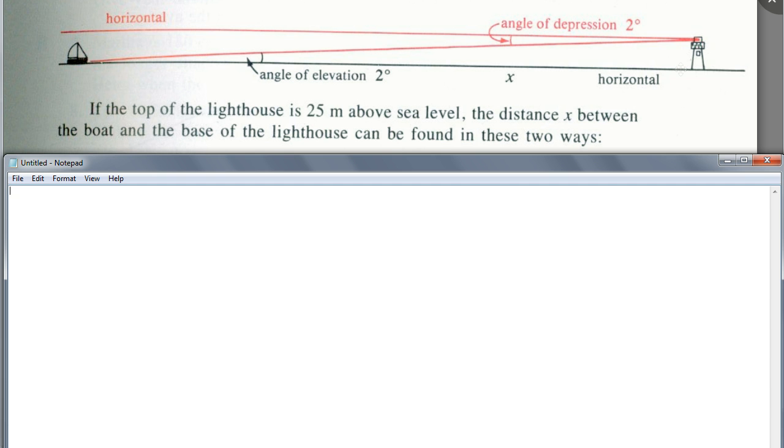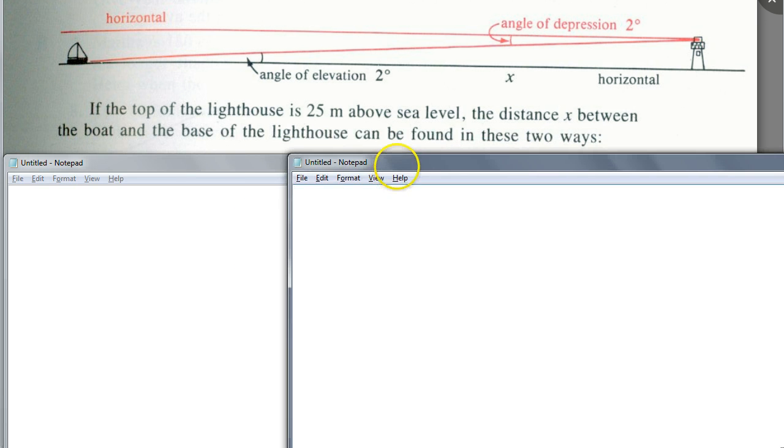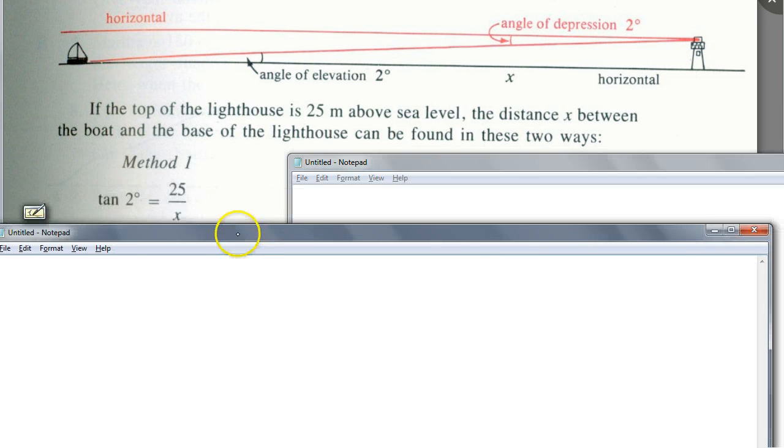So it says there are 2 ways to do this. I want you all, as a group, to figure out those 2 ways. Go ahead. Think about how you could find the x. I'll wait. But everybody try. Here we go. So, what did you guys come up with? From the angle of elevation or depression, 25 over x. So 25 over x is equal to what? Tangent of 2 degrees, exactly right.